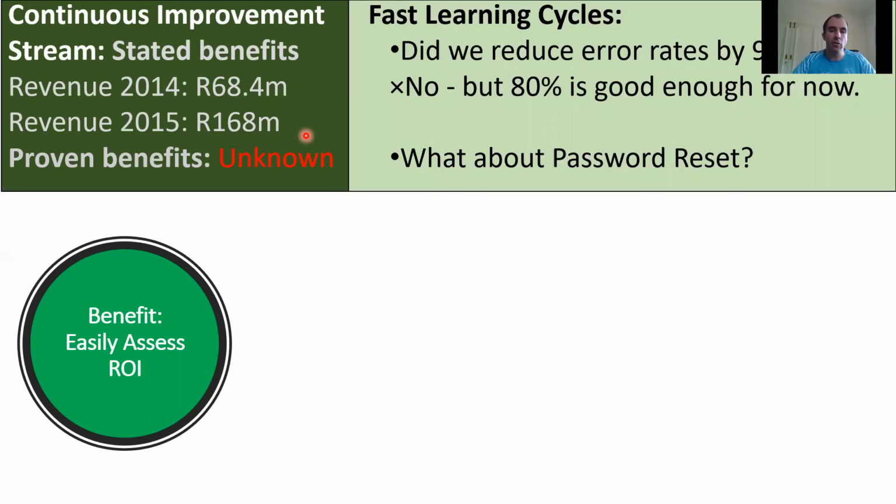So we can show, for example, did we reduce client error rates? Yes, we dropped them by 80%. If you had to show a rand value or dollar value against that, much, much more difficult to do.